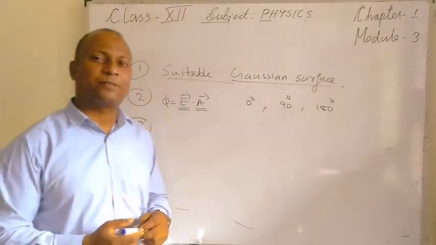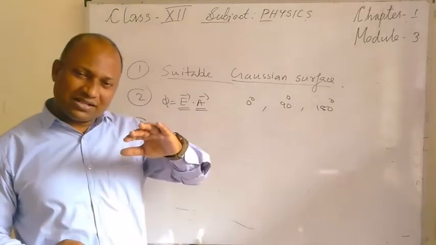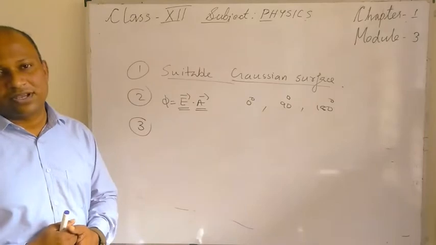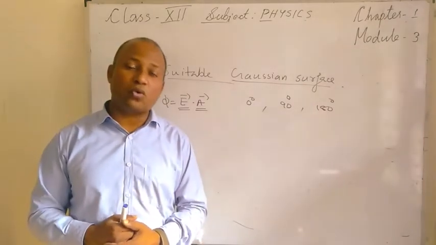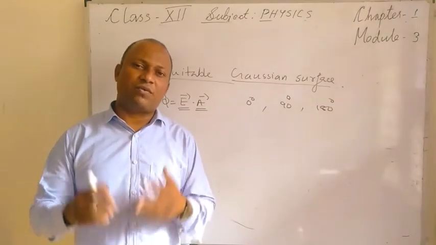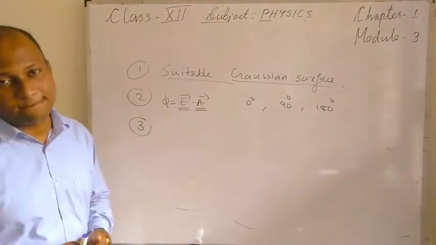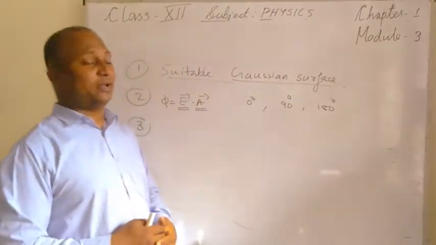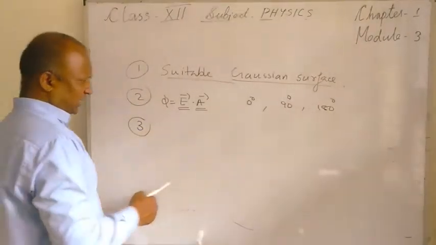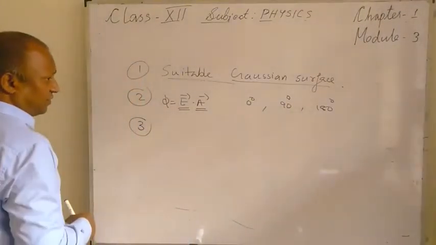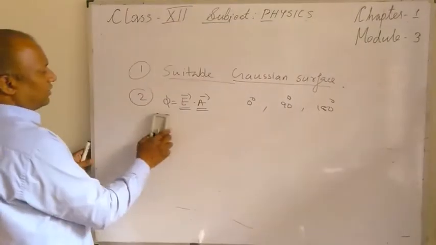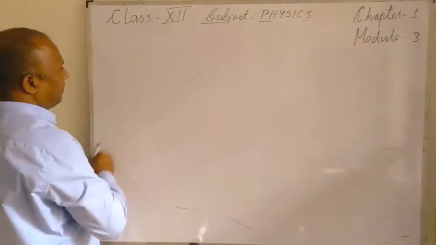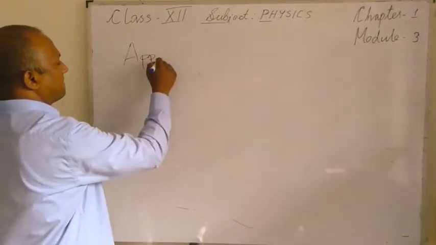But if the angle is continuously changing, then integration will not be possible. Integration is not possible with more than one variable. So you should have only one variable, maybe the area, which you are integrating. But if theta is also variable, then it will be difficult. So theta must be constant or a particular known value. So let's go with one example, an application of Gauss law.